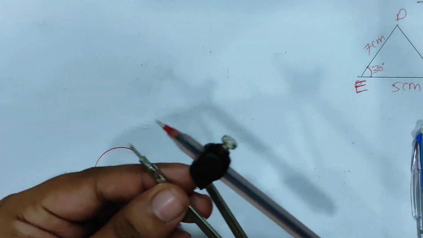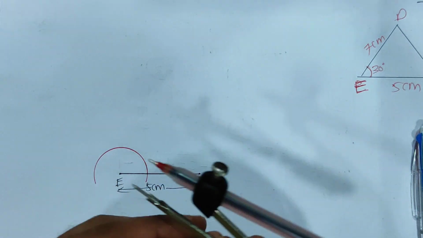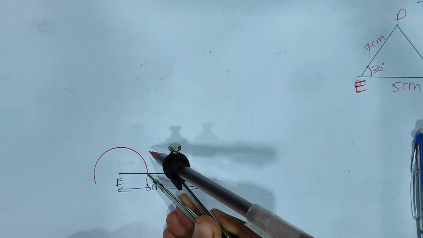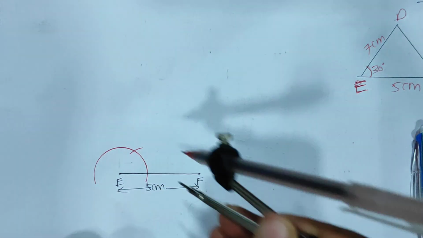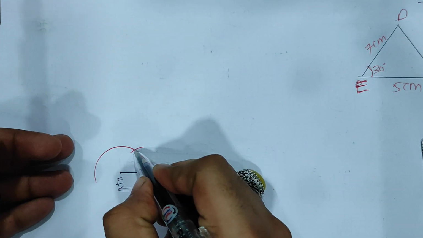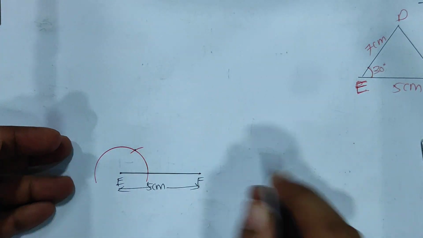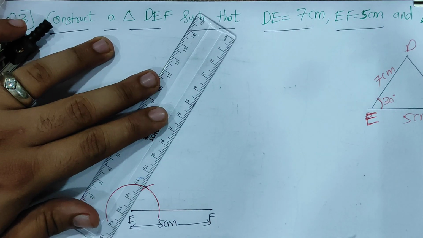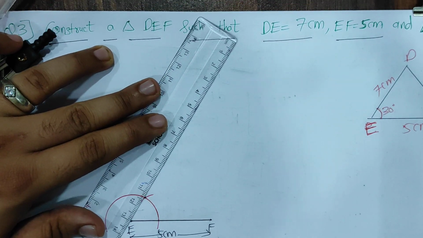Without changing the radius, keeping the compass at this point, can you see this point? Keeping at this point, I'll mark an arc over here. As I told you, this point, I'll highlight this point. This point is the point of 60 degree. Now I will draw a straight ray over here.